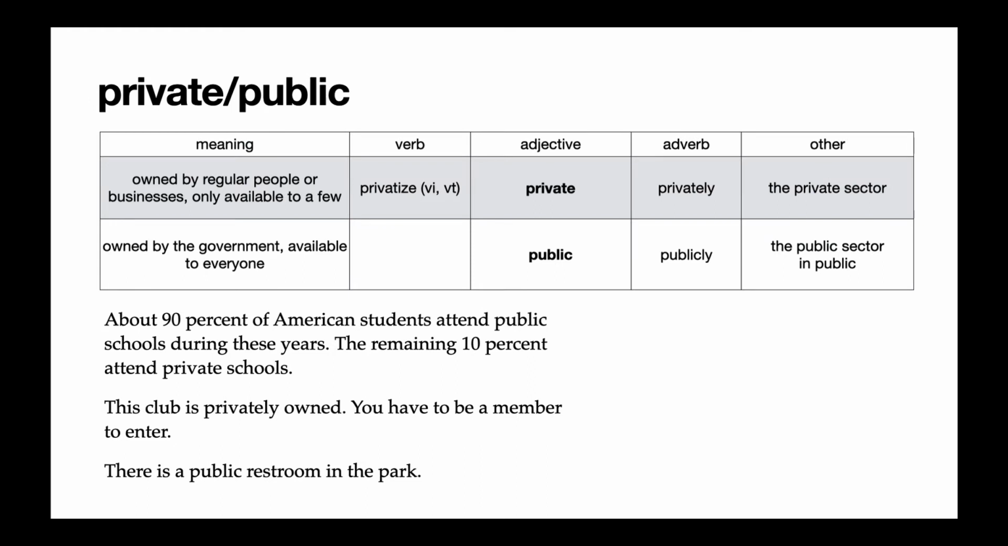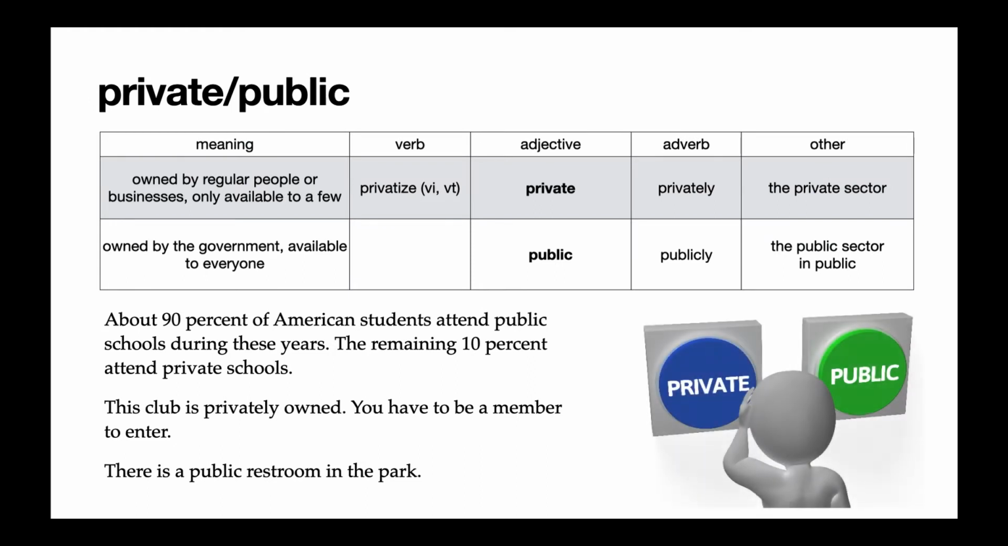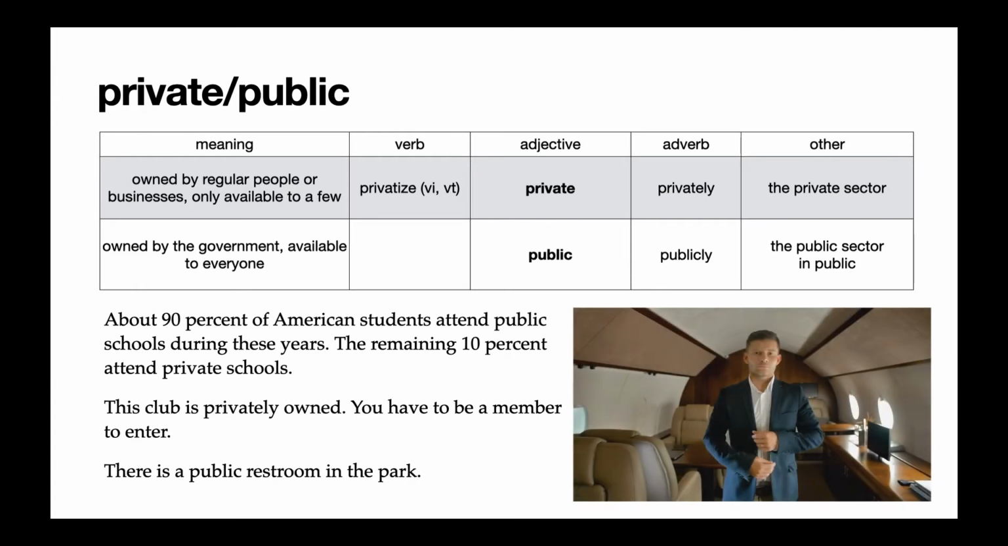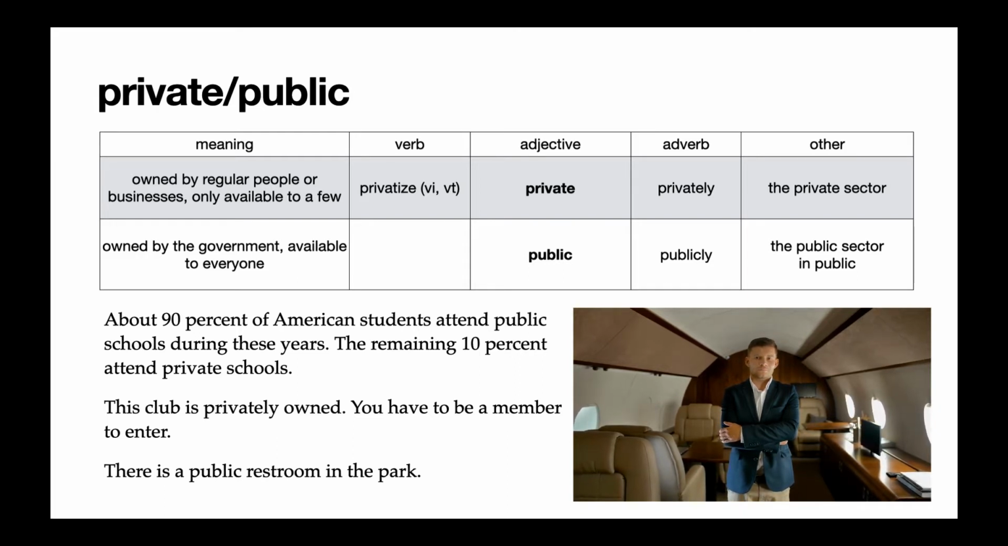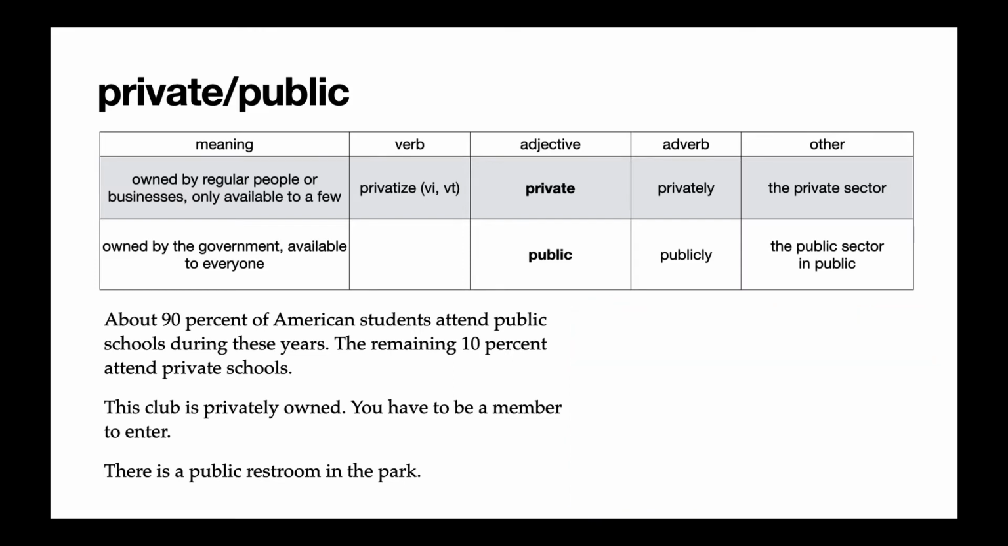Our next two words are private and public. I put these words together because they're opposites. Private is an adjective that means it's owned by regular people or businesses and only available to a few. So anything that is not open to every single person and only allows certain people to use it or to belong is private. The verb form is privatize. That means you make something private. And the adverb form is privately.